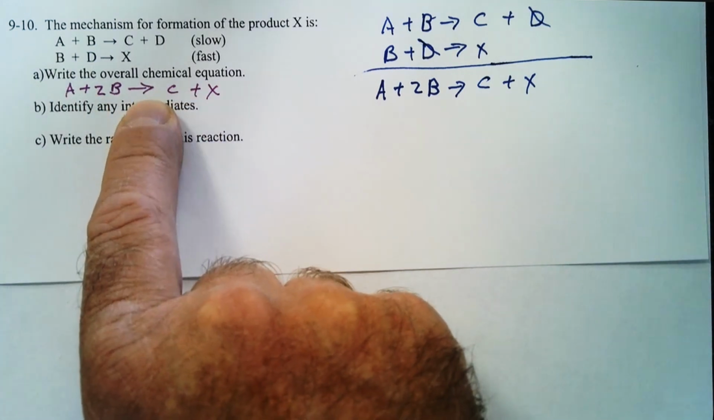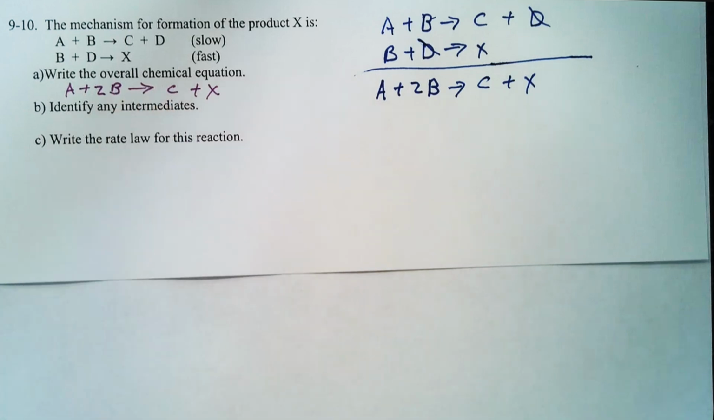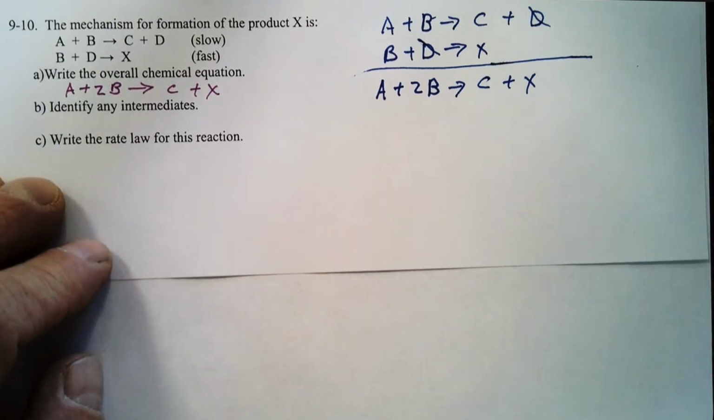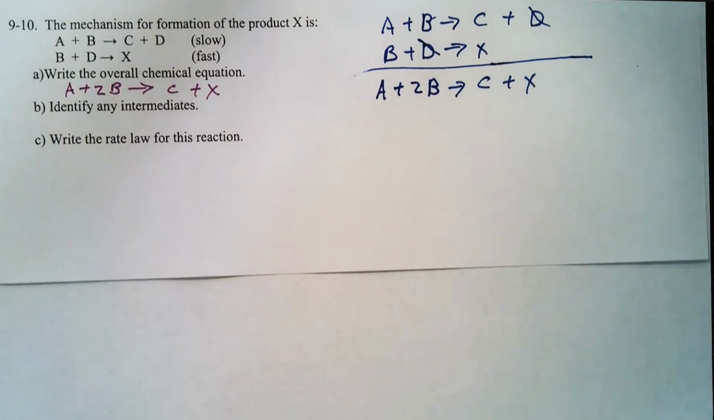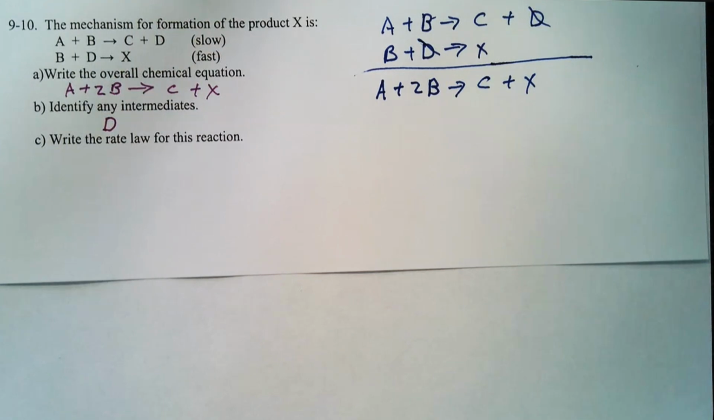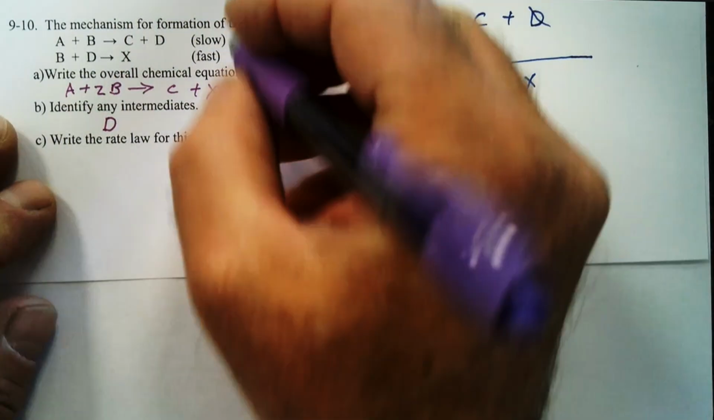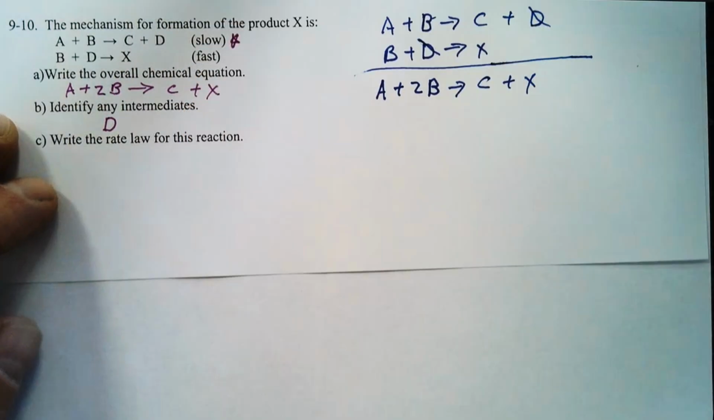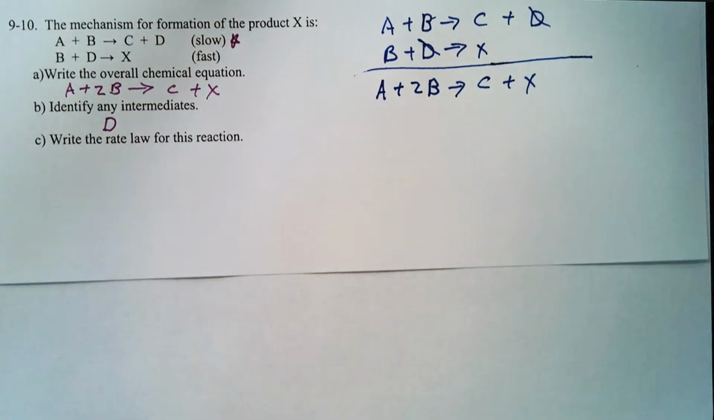But when we measure kinetics, we can get a picture, and then we can use elementary steps which tell us what's happening. So identify any intermediates. What do you think? Yeah, it's going to be D. Now when we write the rate law, it's based on the slow step, and we can look at the elementary steps and use them to write a rate equation, unlike a chemical equation.